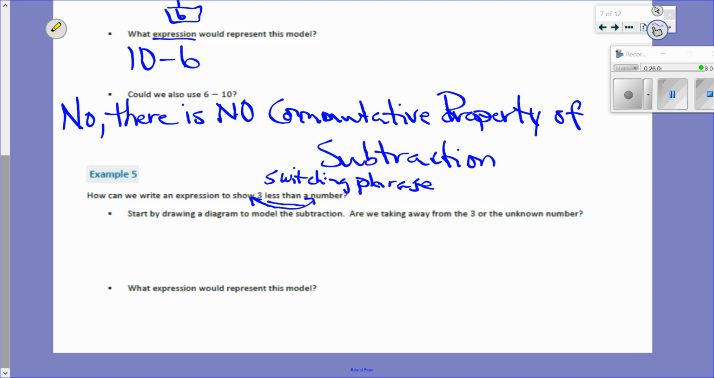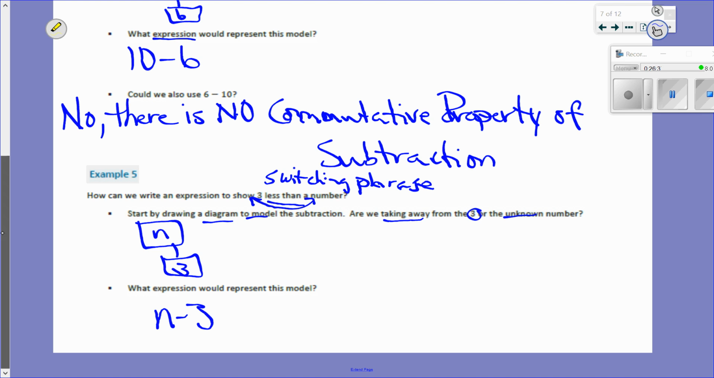So we're going to start by drawing a diagram to model the subtraction. Here's our key. Are we taking away from the 3 or the unknown? Taking away from the unknown. So my top box is going to be what? N. Okay, so we'll use N for our variable. It's a subtraction model, so I'll draw a line. What goes in the bottom one? 3. So what expression would represent this? N minus 3. So sometimes that can help you.